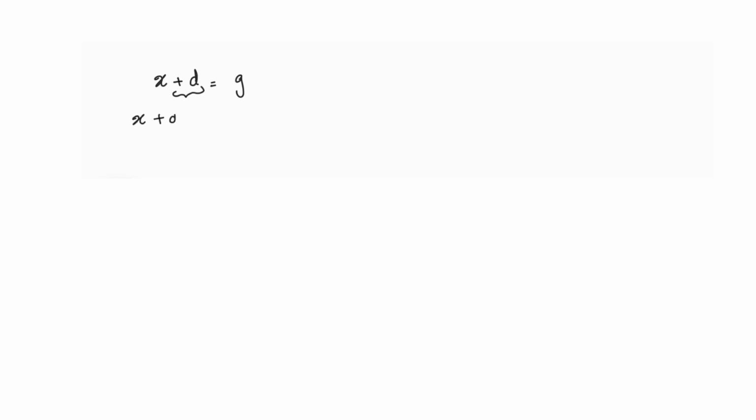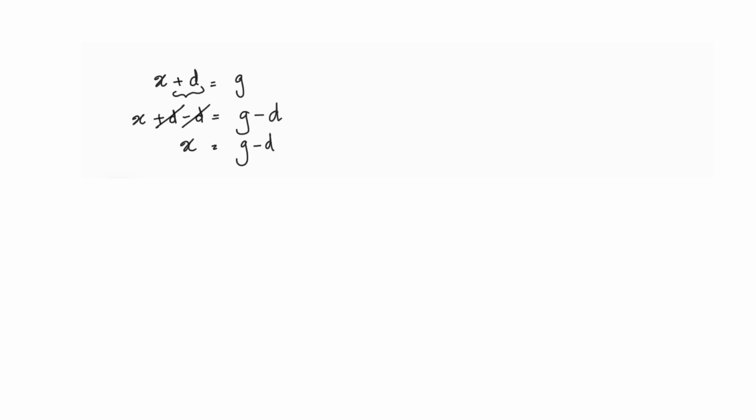Let's write the equation first. This is x plus d is equal to g. If you want to get rid of this plus d, you're supposed to minus d from this side. If you do something to one side of the equation, you're supposed to do the same thing to the other side of the equation as well. So you write a minus d on this side too. Can you see how the d is getting cancelled here? Plus d minus d, so you can cut. So x is equal to g minus d.